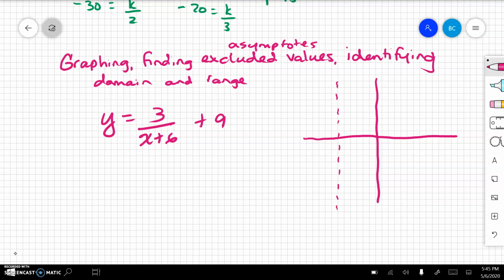I also know that at y equals 9, I'm going to have an asymptote. So I know that this is not y equals 9 right here. I didn't make my graph in the right spot.